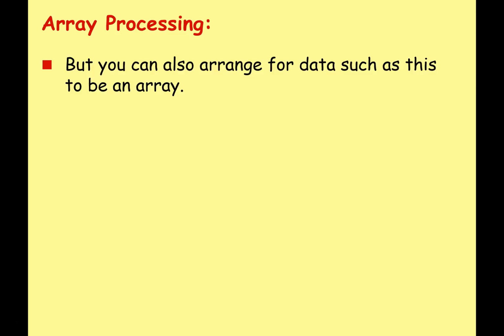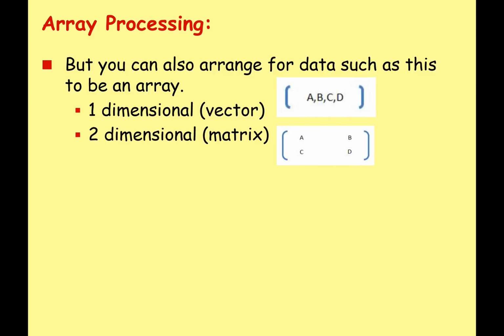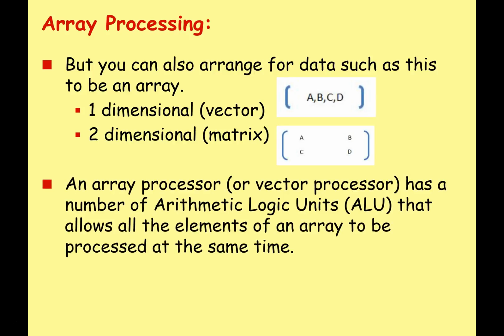However, you can also arrange for data such as this to be stored in an array. A one-dimensional array is, of course, called a vector, and a two-dimensional array can be called a matrix. So again, if you do a bit of maths, I'm sure you're already familiar with this. An array processor, or vector processor, has a number of arithmetic logic units, ALUs, that allow all the elements of an array to be processed at the same time.